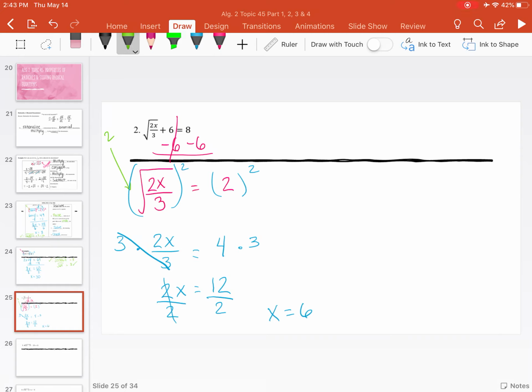Time for a quick check. The square root of 2 times 6 divided by 3, plus 6 should give us 8. 2 times 6 gives us 12, divided by 3 is the square root of 4, plus 6 equals 8. So that's 2 plus 6 equals 8, which is true.